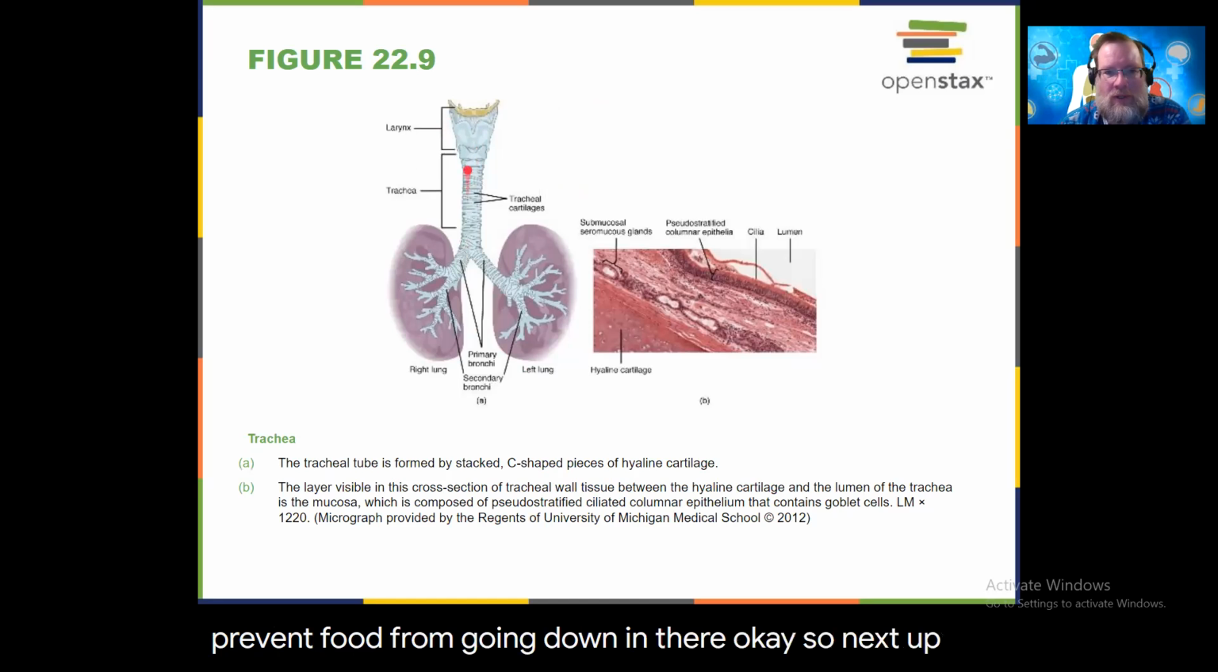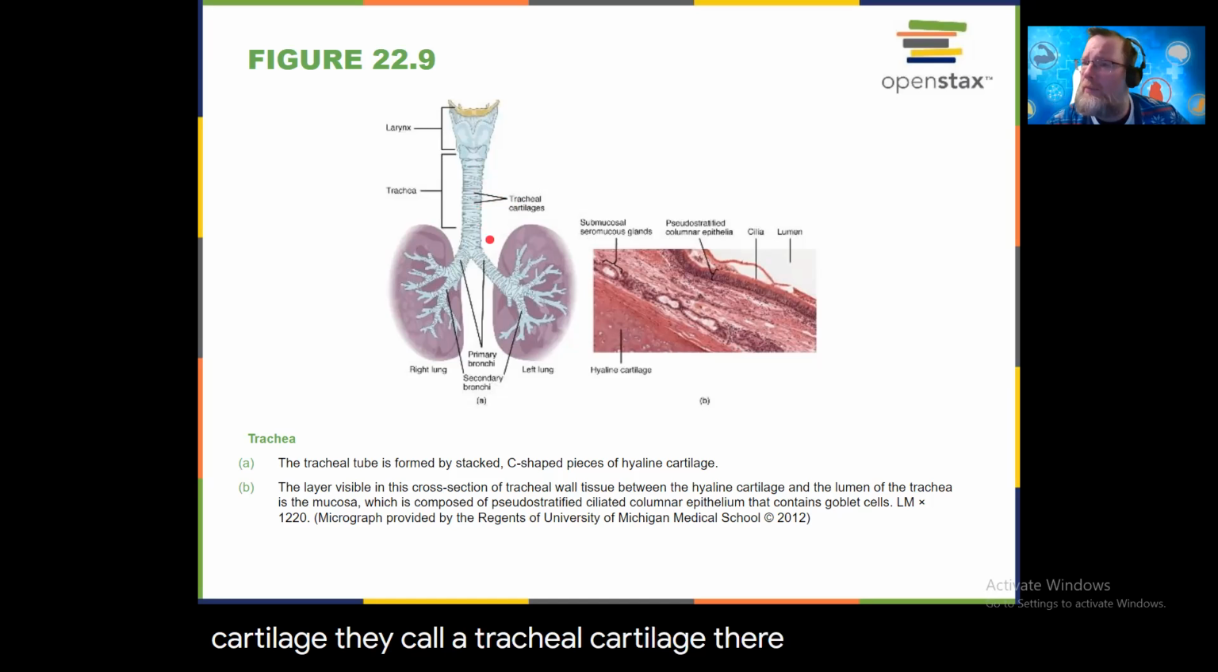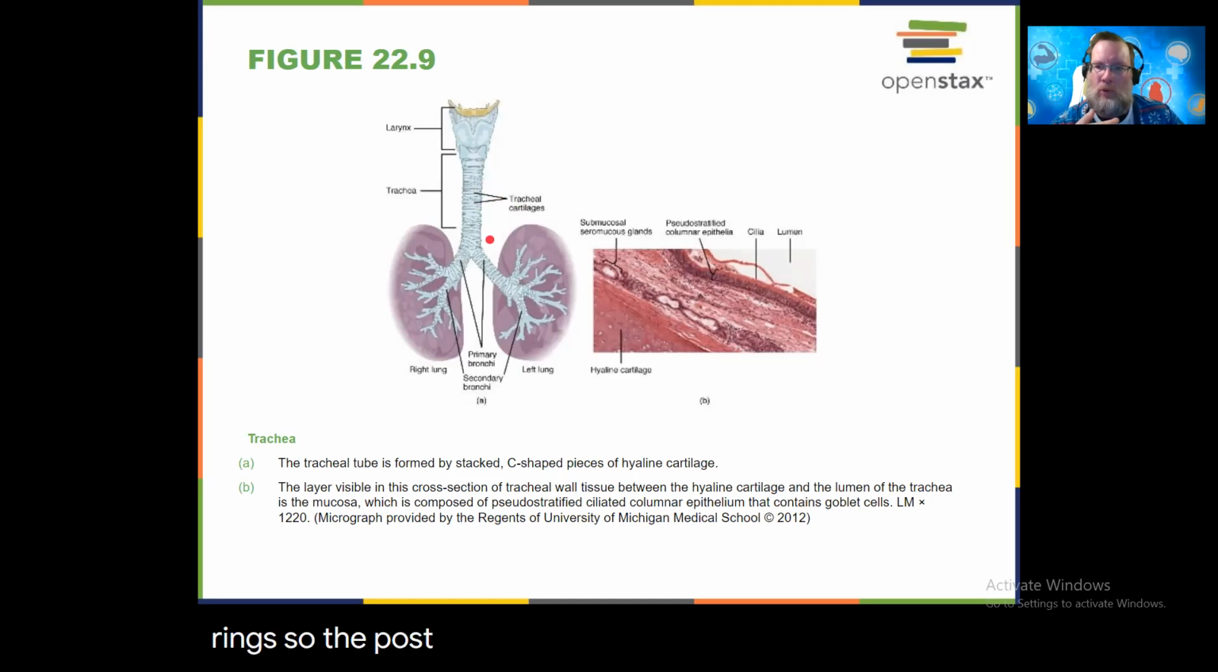Okay, so next up, we now enter into the lower respiratory tract, and that's going to start with the trunk, or the trachea. And the trachea is comprised of what we call cartilaginous rings. They call it tracheal cartilage. They're incomplete rings. The posterior portion of these rings is incomplete because the esophagus sits right up against the trachea. And as we travel down the trachea, we're going to branch into two bronchi.